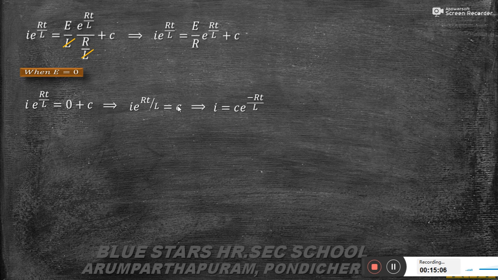So therefore I equal to C into E power, I reverse the equation now, but I need only the current I. So this E power Rt by L I write on the right hand side. So I equal to C by E power Rt by L. So this E power Rt by L I write in the numerator, which means the minus comes in the power. So C into E power minus Rt by L. So therefore current I equal to C into E power minus Rt by L. This is the answer for I. So we found the answer.